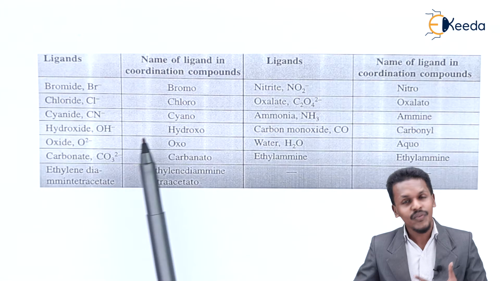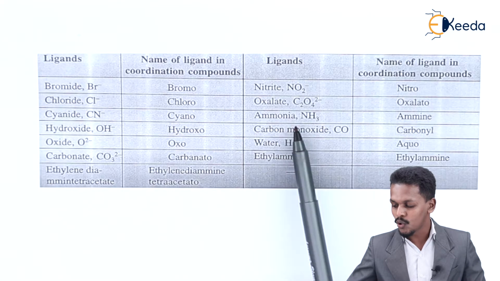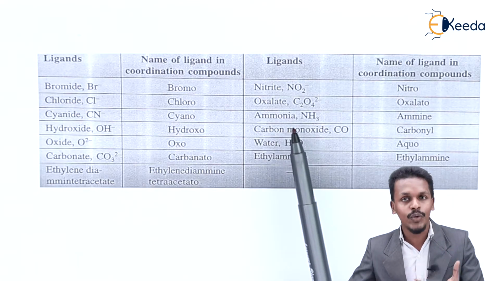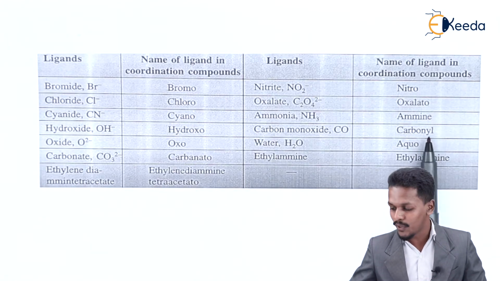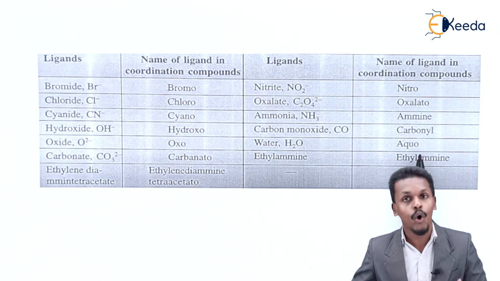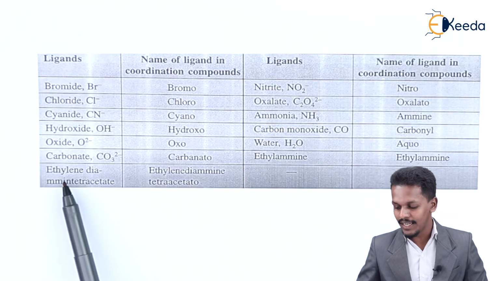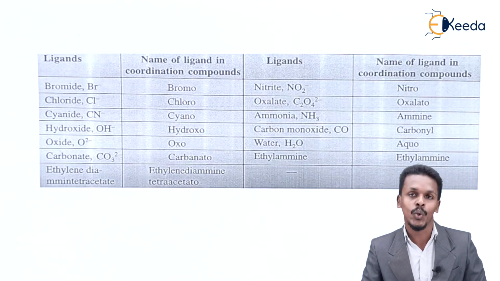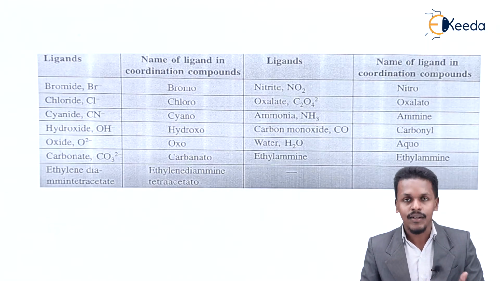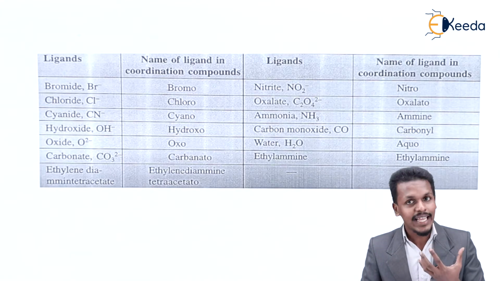And those which are neutral have a specific name. For example, if you talk about ammonia, we have to give the name as amine. For carbon monoxide, we have to give the name as carbonyl. For water, we have to give the name as aquo or aqua, and there is ethylene diamine. So these are the neutral ligands, and even ethylene diamine tetraacetate. And here basically we have got to know that the negative ligands, or basically the anion ligands, end with the letter O. So this is also the rule that we have to follow, and according to the alphabetical order also.